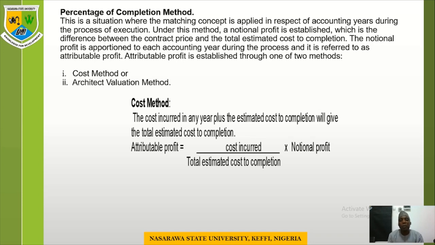Hence, attributable profit is equal to cost incurred over total estimated cost of completion, multiplied by notional profit. But remember, notional profit is the difference between the contract price and total cost of completion, while total cost of completion is the cost incurred in a particular year plus the estimated future cost. That is the formula you apply when computing your attributable profit using the cost method.